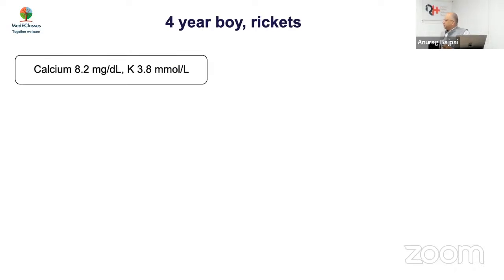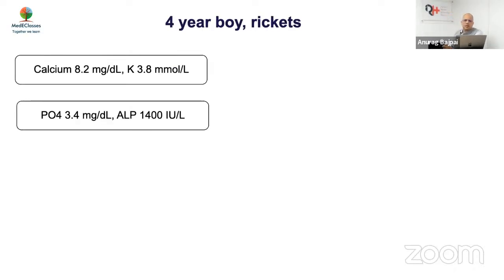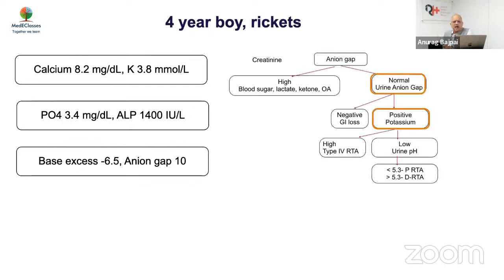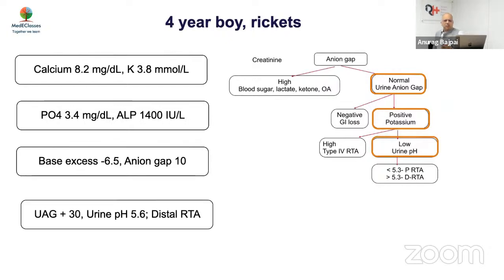A 4-year-old boy with rickets, calcium is 8.2, potassium is 3.8, phosphorus is normal, ALP is high. So this is a case of rickets. Base excess showed mild metabolic acidosis. He has not been given a lot of vitamin D till now. But because somebody thought that this could be RTA, they did a pH which showed mild metabolic acidosis and a normal anion gap. And then they labeled the child as distal RTA based upon a urinary pH which was 5.6. So do you think this is distal RTA?